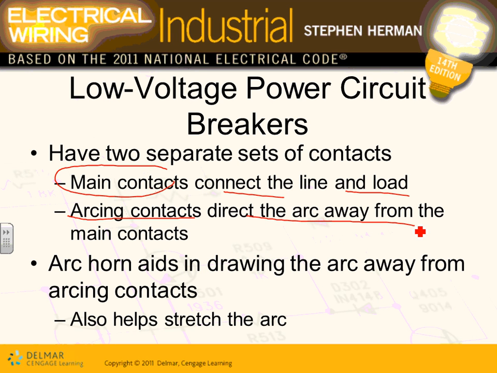They have arc horns. Look at these. Arc horns aid in drawing the arc away from the arcing contacts and also help stretch the arc. So these horns, like you saw, move the arc away and facilitate the extinguishing of the arc. The single most important thing, guys, when it comes to a circuit breaker is how do you extinguish the arc that's coming out of interrupting a short circuit, ground fault or overload condition.